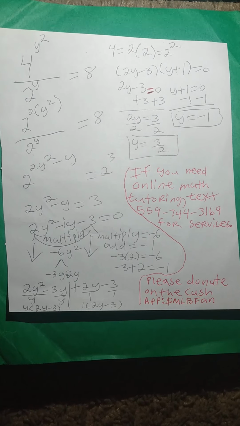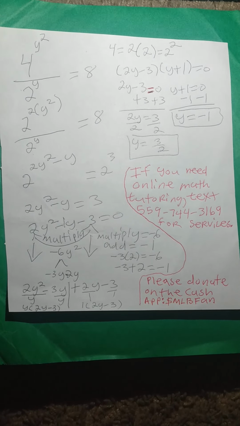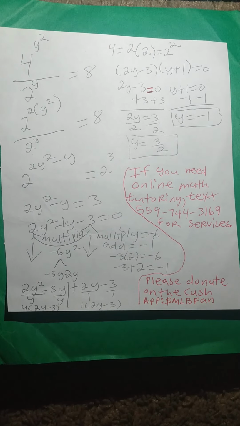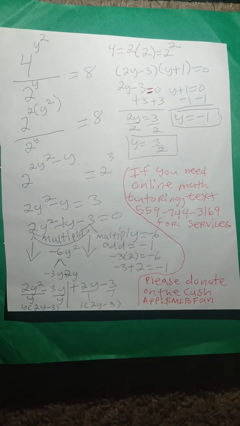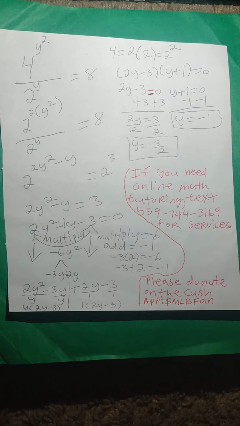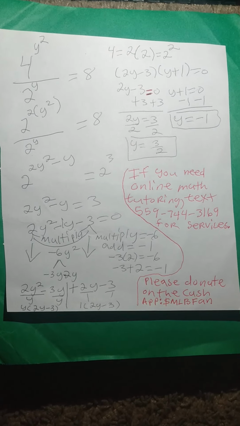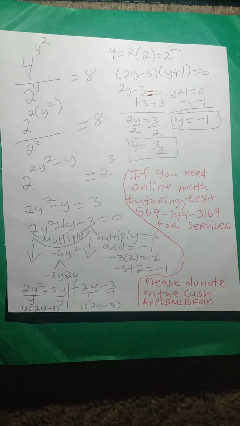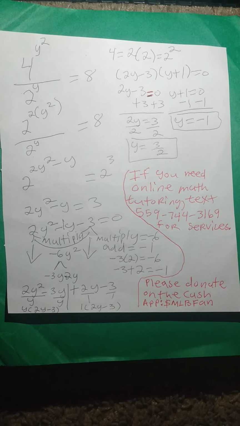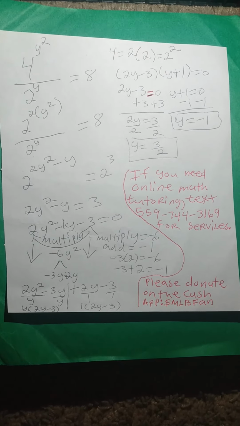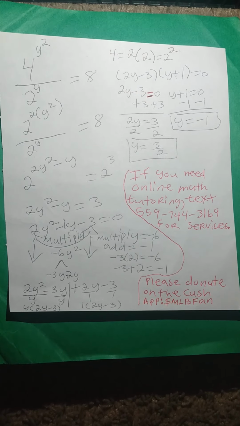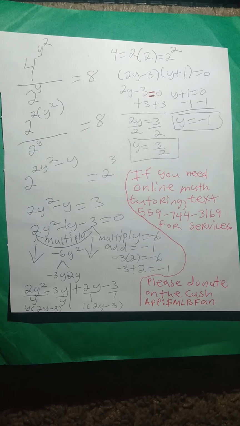With the first part, you must add 3 to both sides and obtain 2y equals 3. Then you need to divide both sides by 2, and we will obtain y is equal to 3 halves. On the other side, we have y plus 1 is equal to 0, so subtract 1 from both sides, and we will obtain y is equal to negative 1. And these are the solutions to this particular exponential equation.